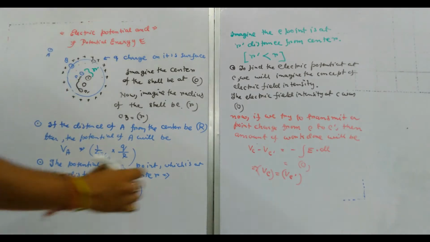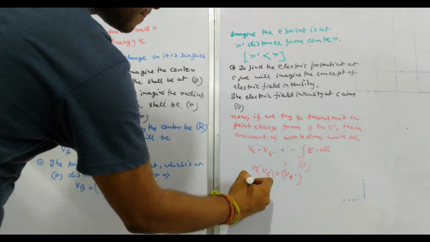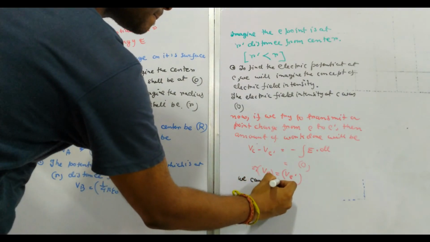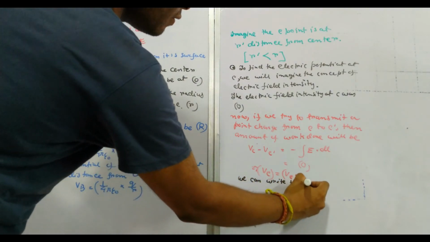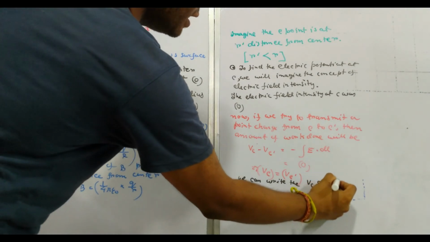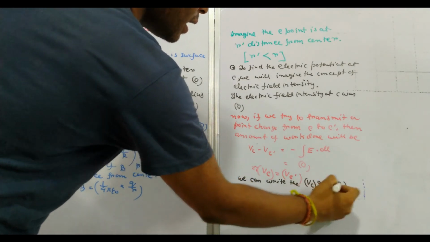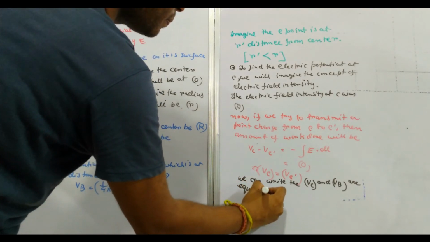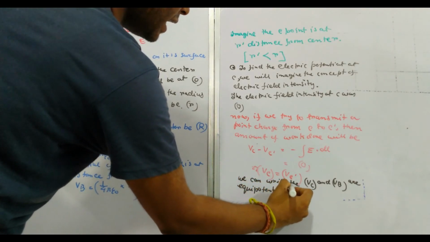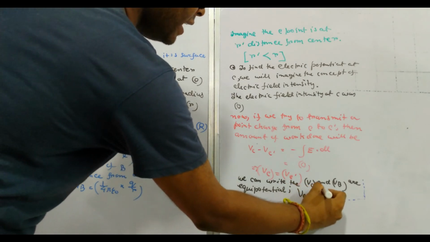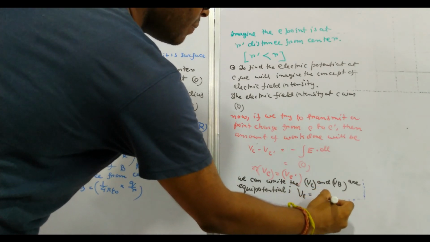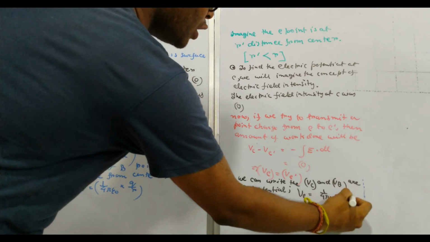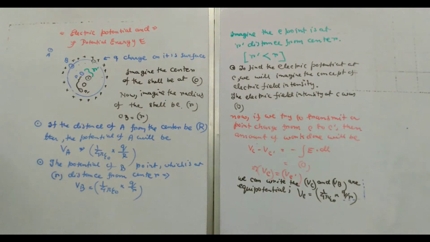So we can write the Vc and Vb are equipotential. That is, Vc will be none other than 1 by 4 pi epsilon naught into q by r. That is the amount of potential inside the hollow spherical surface.